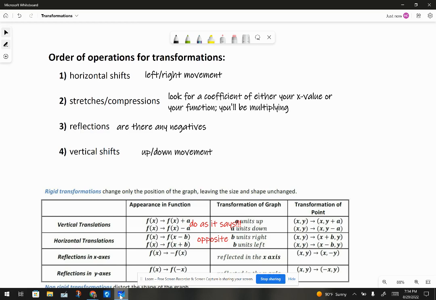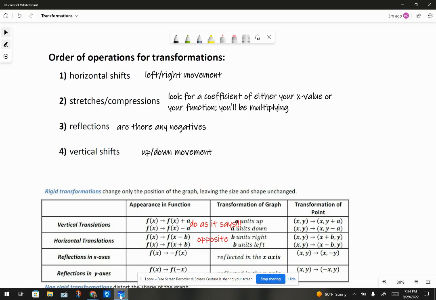So the order of transformations, the first one you would first look out for is your horizontal movements. Horizontal shifts have to do with left and right movement. Next is going to be dilation, which has to do with your stretches and your compressions.